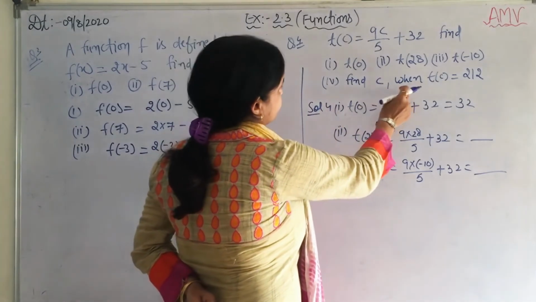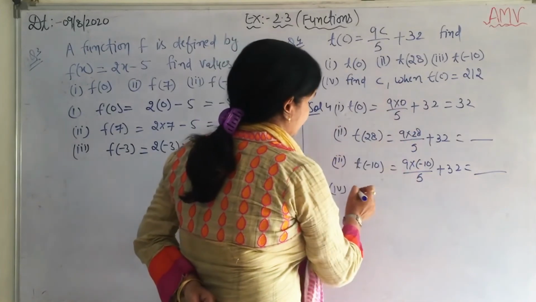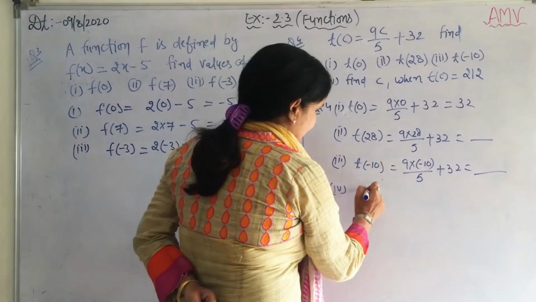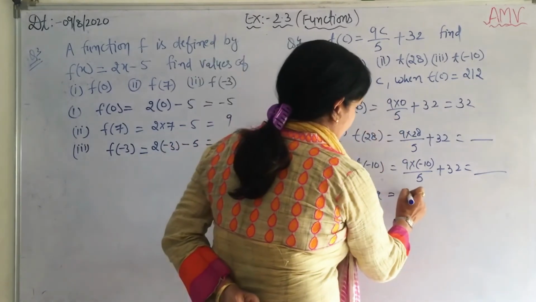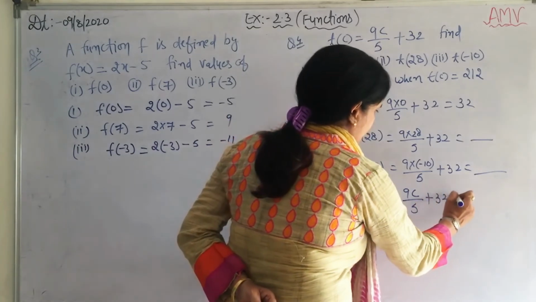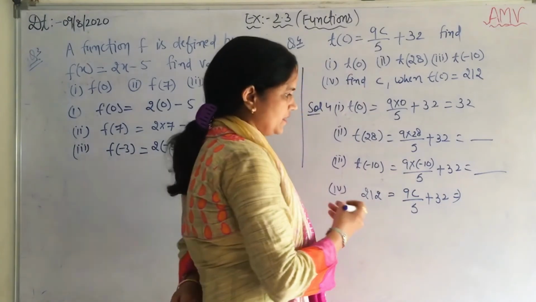And fourth is given, find C. When T(C) is given here, so in place of T(C) in this given equation, write 212, and here it is equal to 9C by 5 plus 32. And now solve this equation and find the value of C.